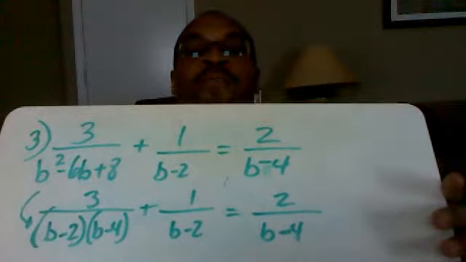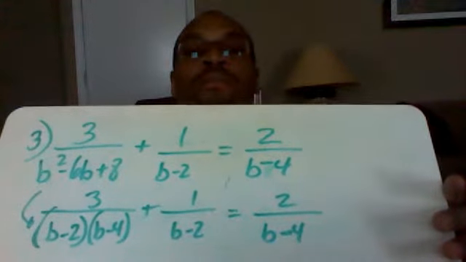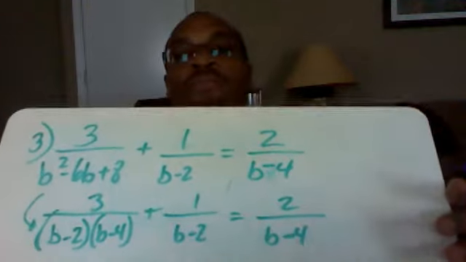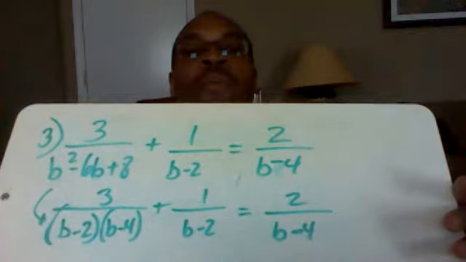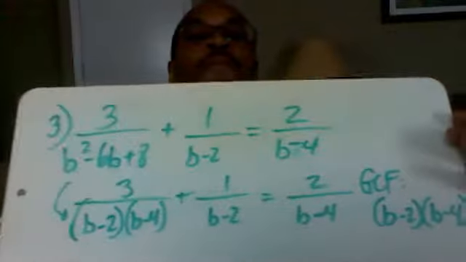At this point, you want to say, okay, what do I see in each part of the problem? You see b minus 2 in two portions of the problem, under the 3 and under the 1. And then you see b minus 4 under the 3 and under the 2. So anything you see, even at least once, is part of your GCF. So in this problem, the GCF is b minus 2, b minus 4. And it'll be written like this.